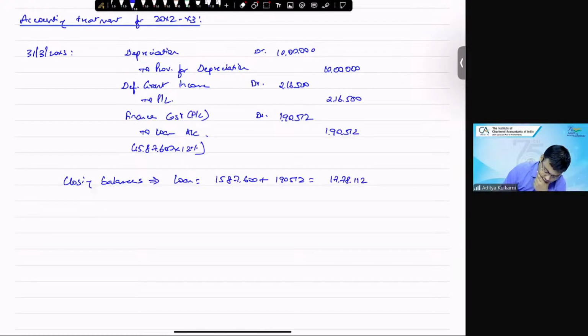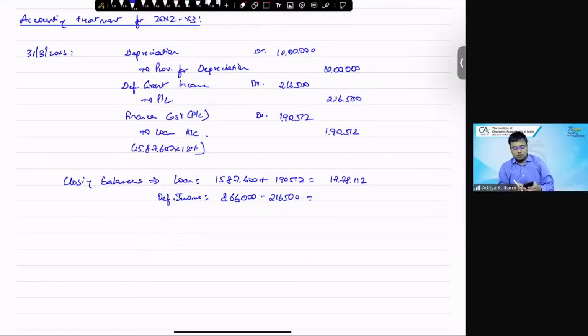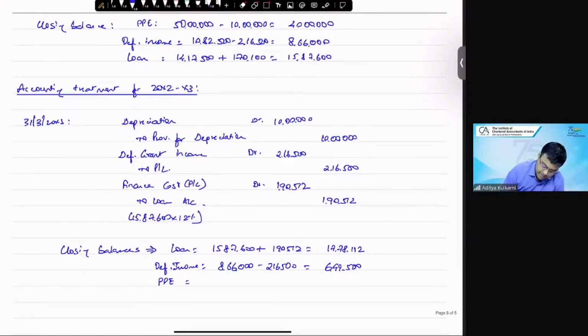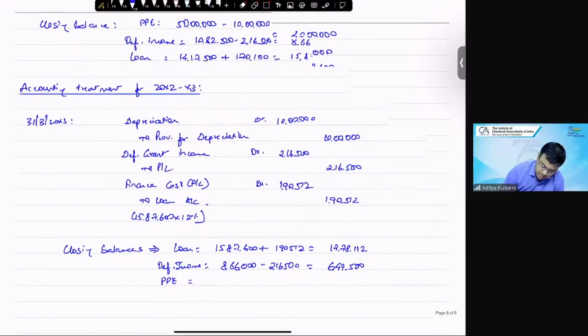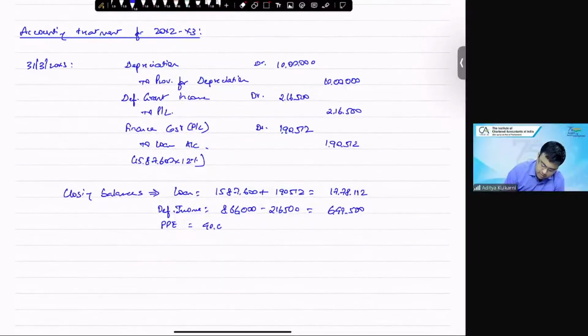Yes, sir. Deferred income balance would be 8,66,000 minus 2,16,500, that is 6,49,500. And last, property, plant, equipment is equal to 40 minus 10, that is 30 lakhs.